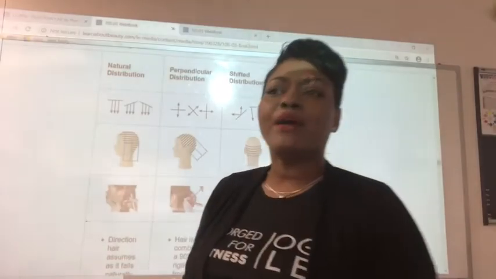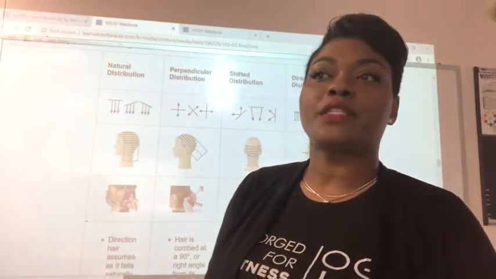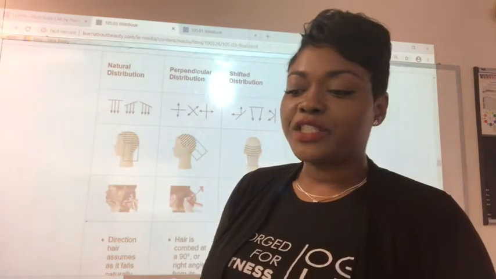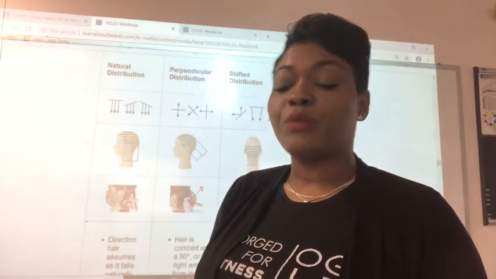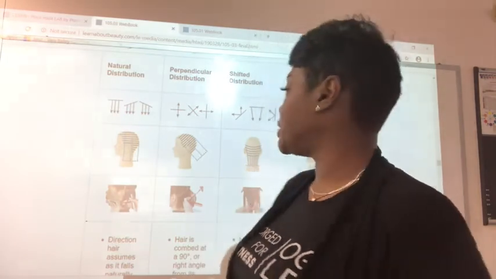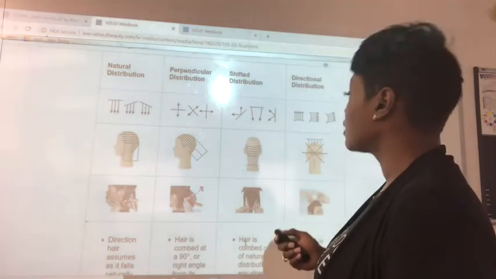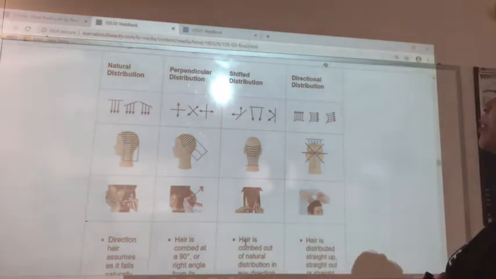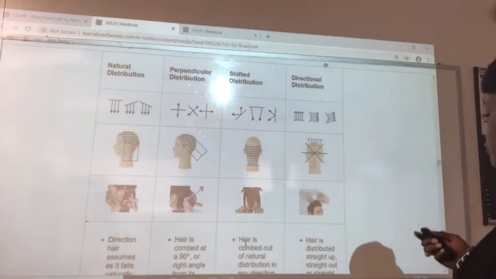Okay, let's speak about distribution, which is the 4th sculpting procedure. Distribution is the direction the hair is being combed in relation to the base parting. There are 4 types of distribution: natural distribution, perpendicular distribution, shifted distribution, and directional distribution.